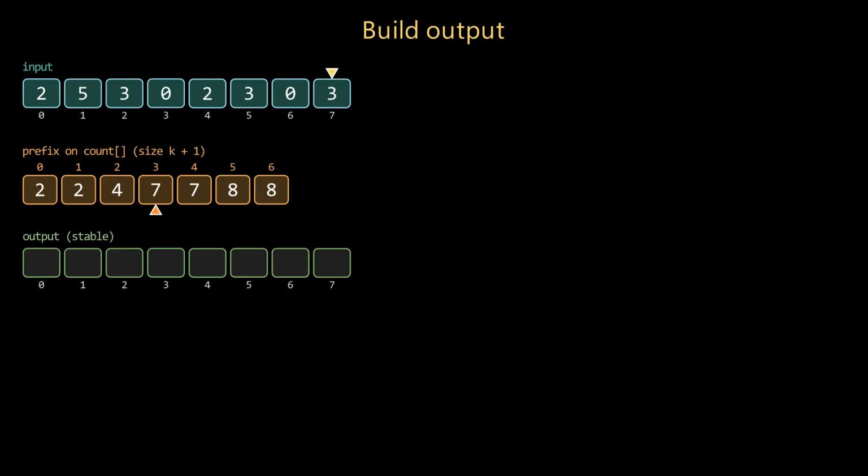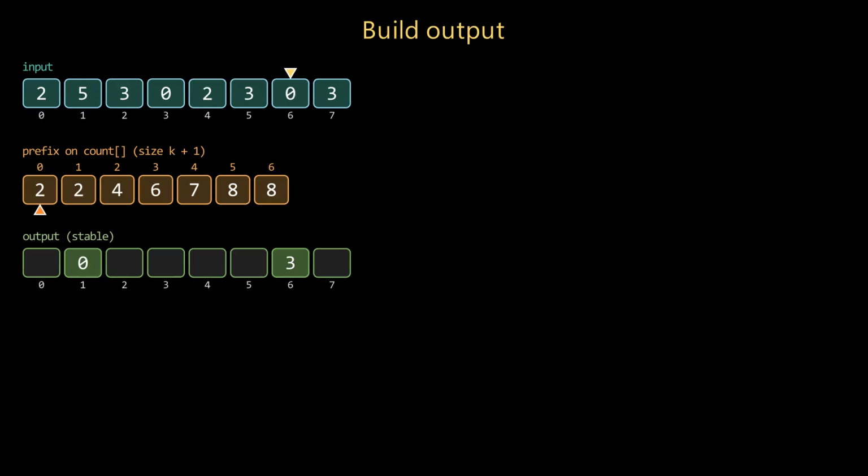Reveal an empty output buffer and fill it by scanning the input from right to left. We scan from the right so equal values stay in order. Input index 7 is 3. Use 3 to index the prefix row. Bucket 3 reads 7, but output slots are 0-based, so we write 3 at output index 6, that is 7-1. Decrement bucket 3 from 7 to 6.